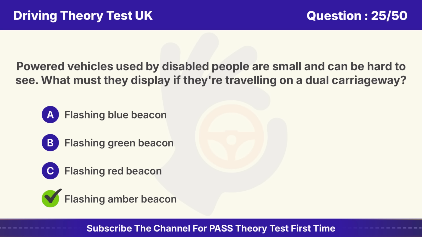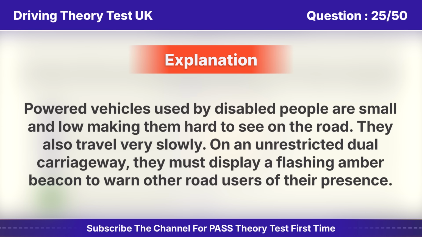Answer is D. Flashing amber beacon. Powered vehicles used by disabled people are small and low, making them hard to see on the road. They also travel very slowly. On an unrestricted dual carriageway, they must display a flashing amber beacon to warn other road users of their presence.